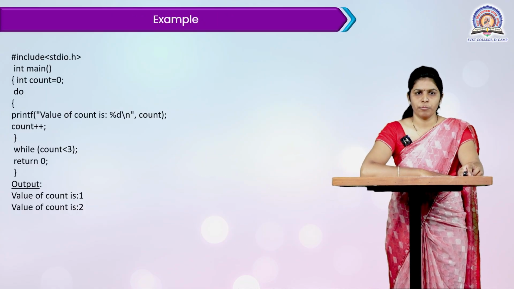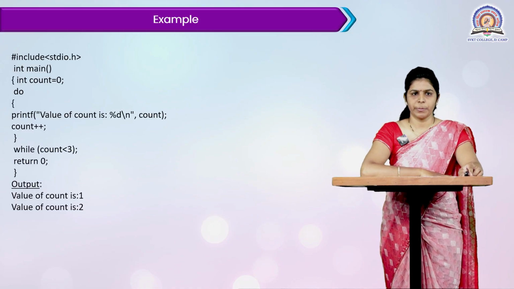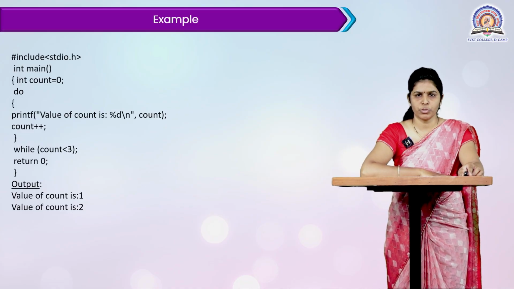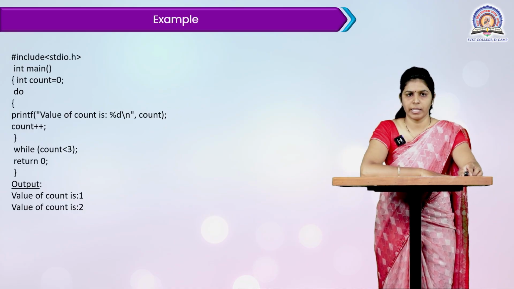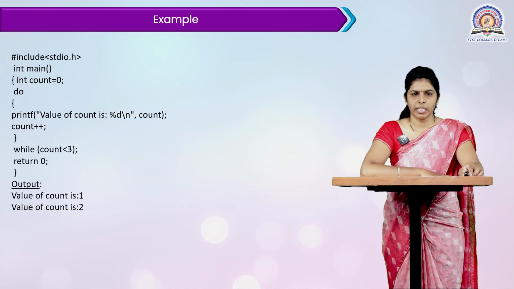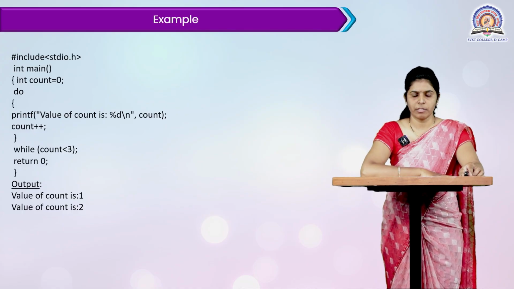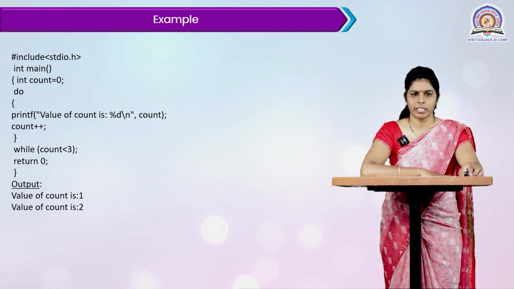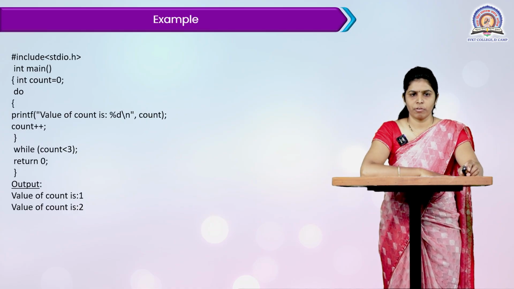Example of a do while loop: first header file declared, integer main, integer count is equal to 0, then the do and while loop are executed. So first do, print value of count, then count plus plus, and otherwise while count is less than 3, return 0. So the output is value of count is 1 and value of count is 2.